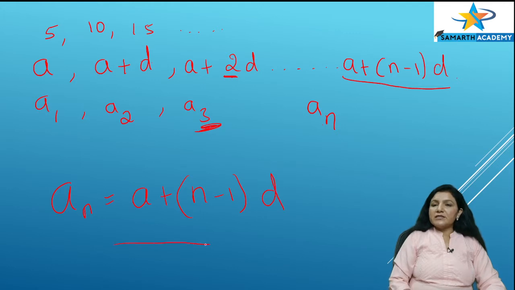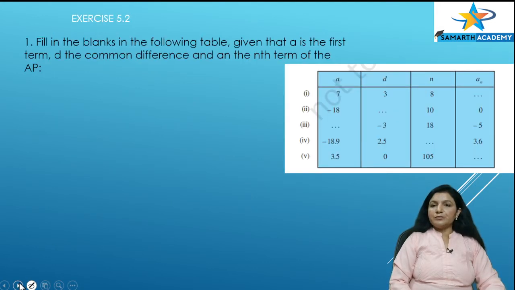So by this we will solve exercise 5.2. General term AN is equal to A plus n minus 1 into D, where A is the first term, D is the common difference and n is the number of the term. AN is the nth term. Okay, let's go to exercise 5.2. Question 1 is asking to fill in the blanks in whatever is missing.